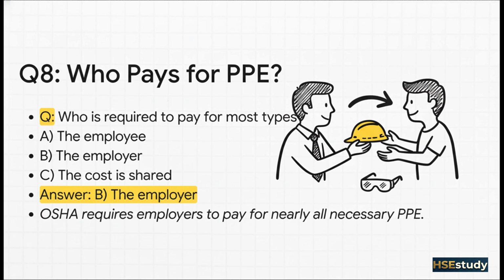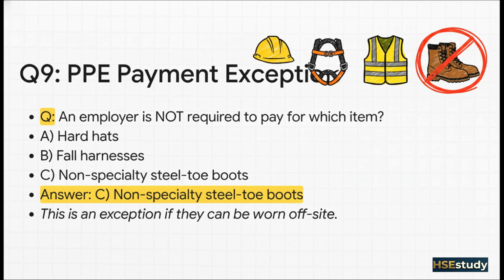Simple question, who pays for most of it? The answer is B, the employer. This is a big one. OSHA makes it super clear that the employer has to provide and pay for pretty much all required PPE. The idea is that money should never be a barrier to a worker being safe on the job. But, of course, there are always exceptions, right?